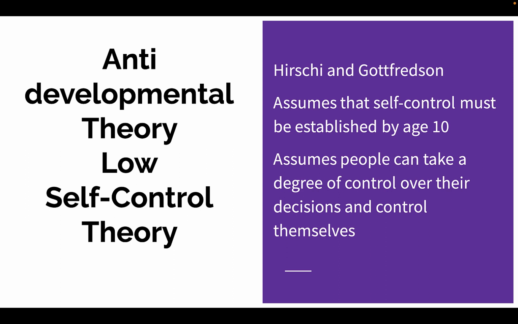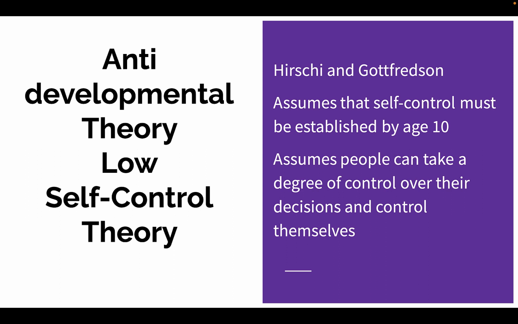Meaning developmental theory assumes people can actually change, right? That it's not just set in stone at 10 years old. But the general theory is really coming from a perspective of, or at least from Hirschi and Gottfredson, they're saying that you need to have some form of self-control established by age 10, largely as a kind of developmental period of growth. And not having that means it's going to be difficult to develop.